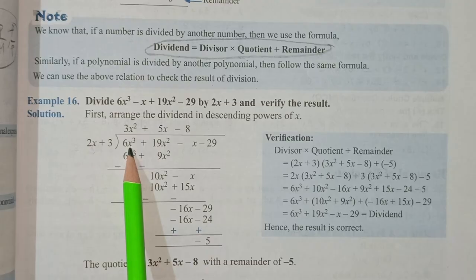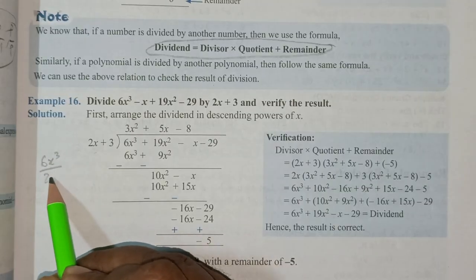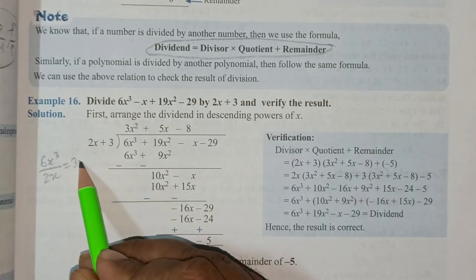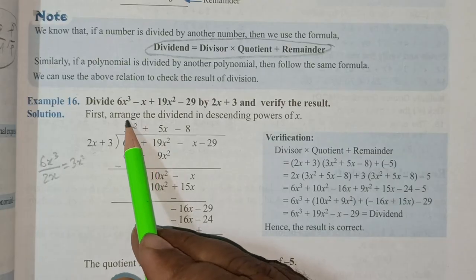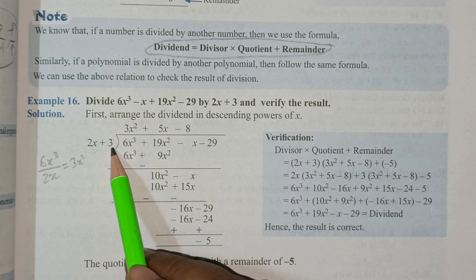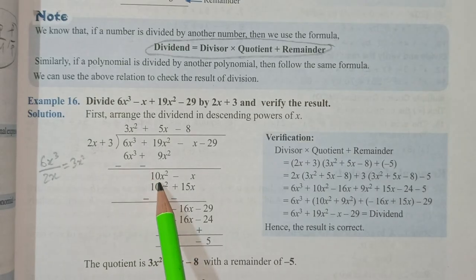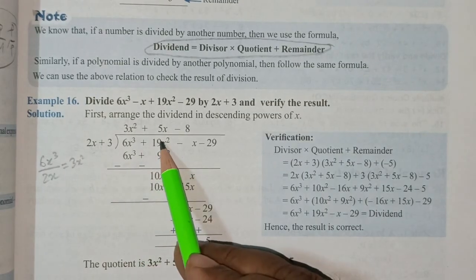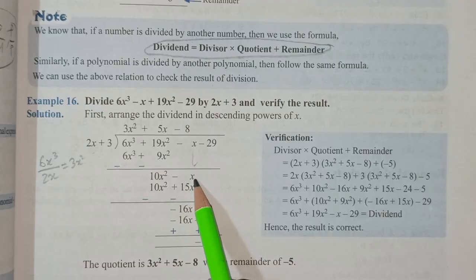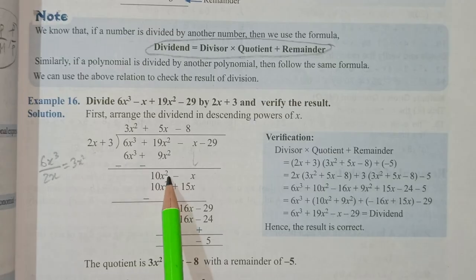So this is 6x cube. Okay, so this is what I am going to do. 6x cube divided by twice x. What is the result? The result is 3x square. So I am going to multiply by 3x square, and 3x square with this as well. So 3 3s are 9x square, and then I am going to change the sign. So these two cancel out, and then 19 minus 9 is 10, and then you just bring the next term, minus x.